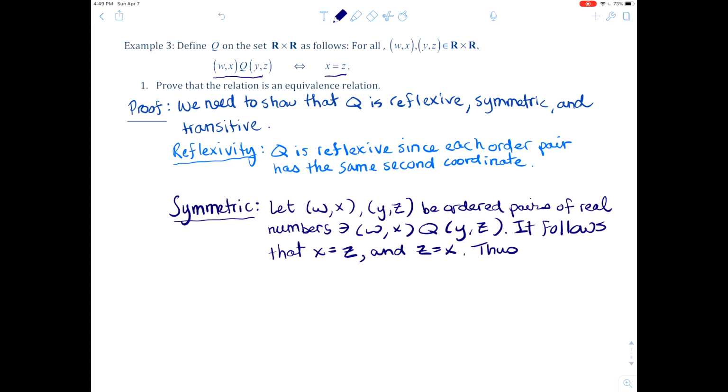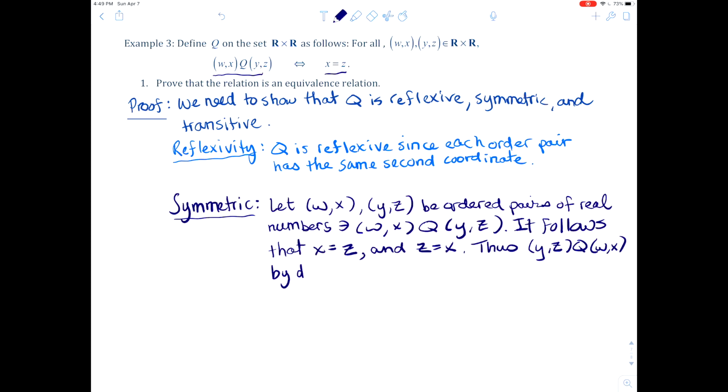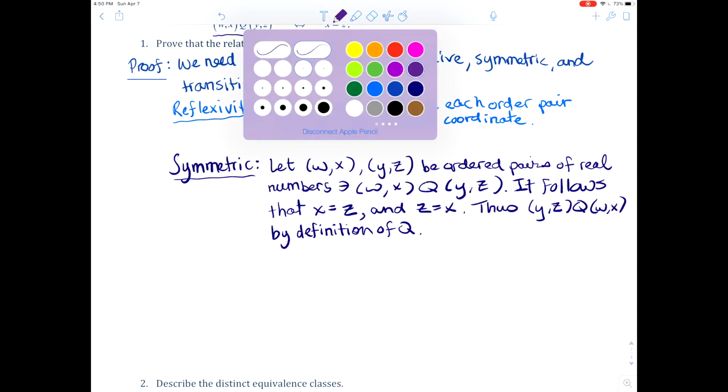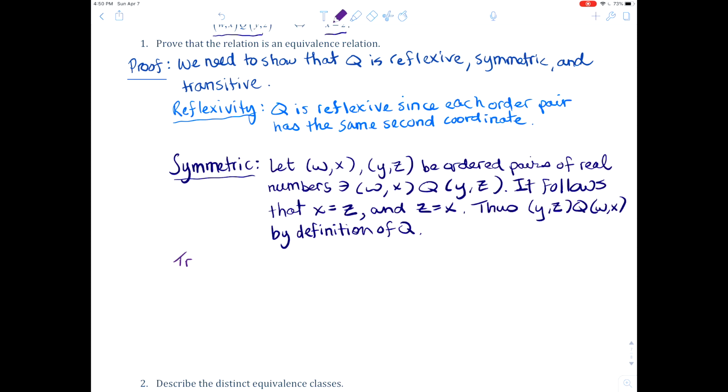So now that we have it set up that way, what will we have? We'll have (y, z) Q (w, x), by definition of Q, how we define Q. Cool, cool. So the symmetry is done. Now we'll wrap it up with transitivity.